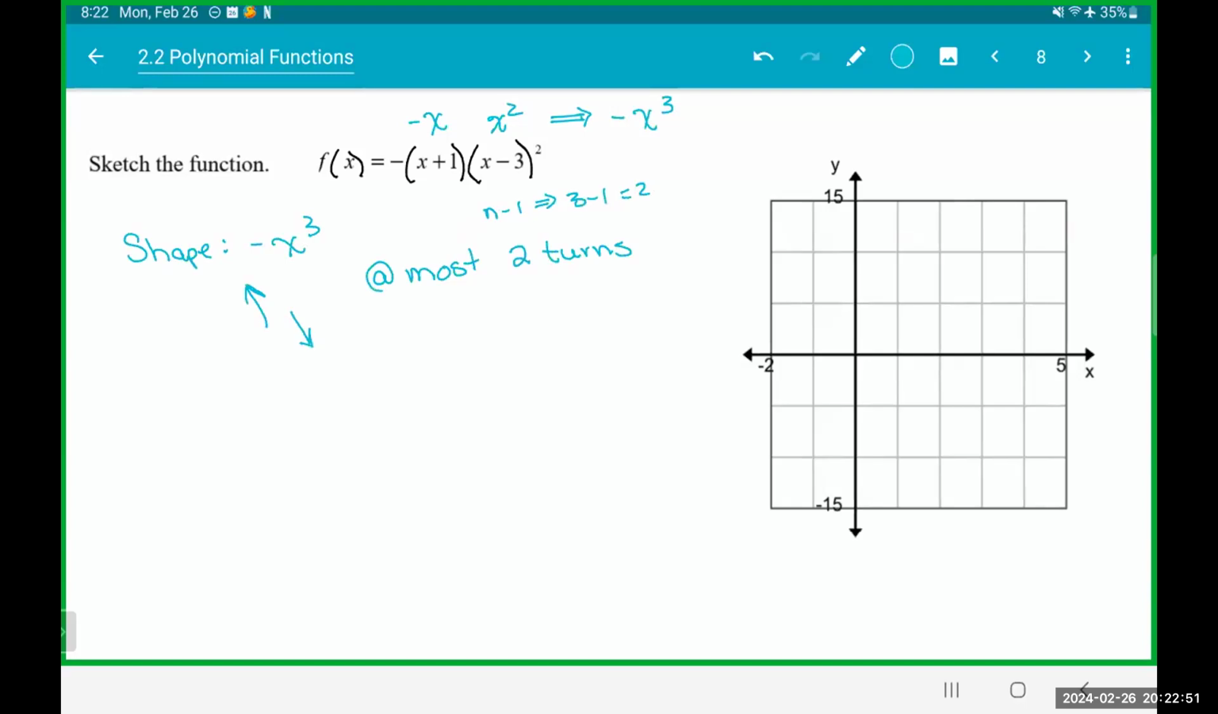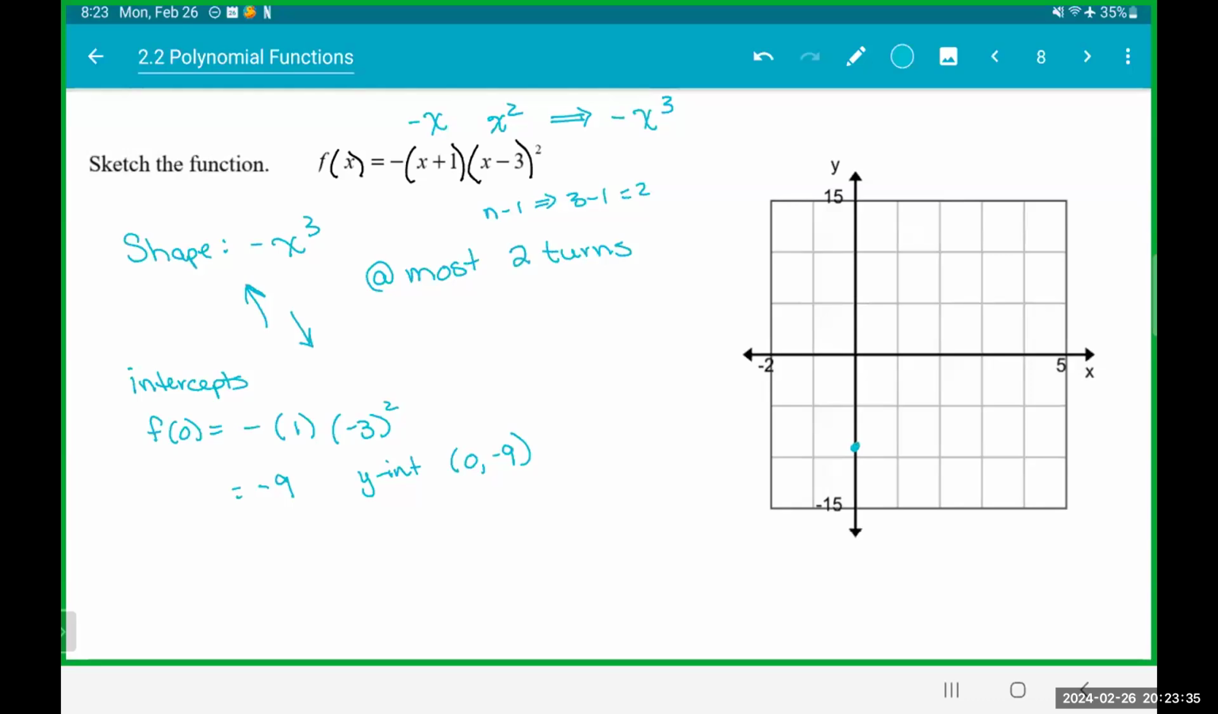My intercepts: f of 0 is equal to negative 1 times negative 3 squared, because all I'm doing is plugging in 0 for my x's. This is going to give me negative 1 times 9, which is negative 9. So I have a y-intercept at 0, negative 9. Here's 5, 10, so negative 9 is about right here.